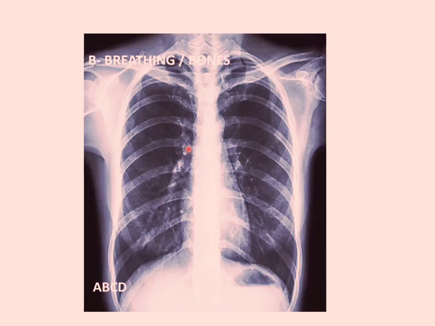Now, in relation to the edges of the lung, you are able to see four important silhouettes or outlines. These are the silhouettes of the right heart border, left heart border, right hemidiaphragm and left hemidiaphragm, or the shadow of the right dome of the diaphragm and the shadow of the left dome of the diaphragm.